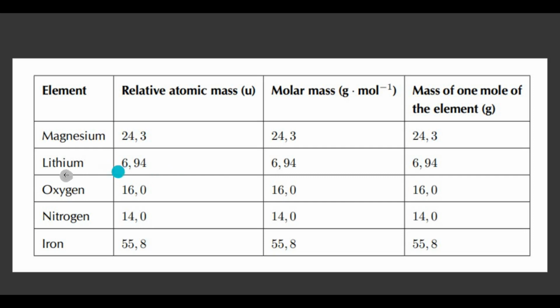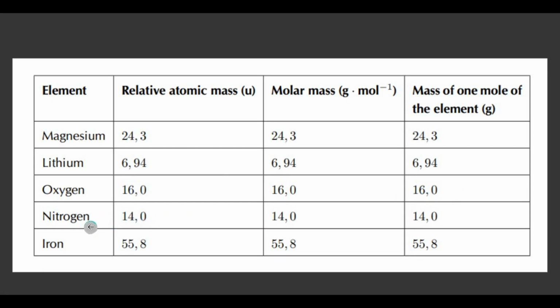Same thing can be said for lithium. Its relative atomic mass is 6.94. Its molar mass also is the same, 6.94 grams per mole, and 1 mole of lithium will equal 6.94 grams. Just look at oxygen as well. Relative atomic mass is 16. Molar mass of oxygen is also 16 grams per mole. The mass of 1 mole of oxygen would be 16 grams.